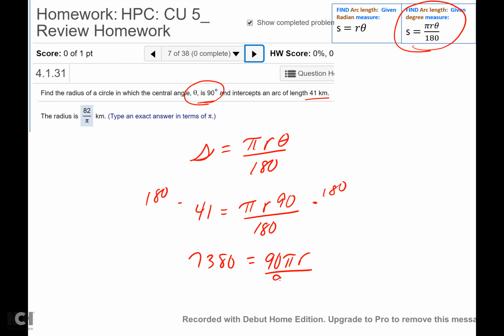So to get radius alone, I divide by 90 pi. Those cancel, and they left this in terms of pi, so I just type in 7380 divided by 90 in math and enter it, and I get 82. So I have 82 over pi is my radius. Okay, again, they said type it in terms of pi, so you don't want to type in divided by 3.14.